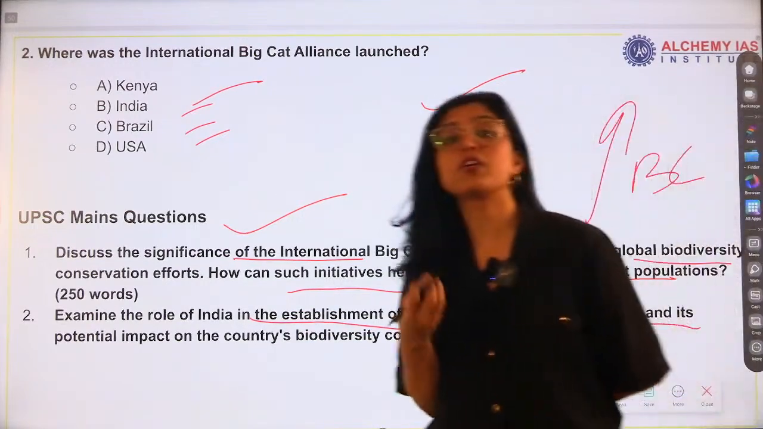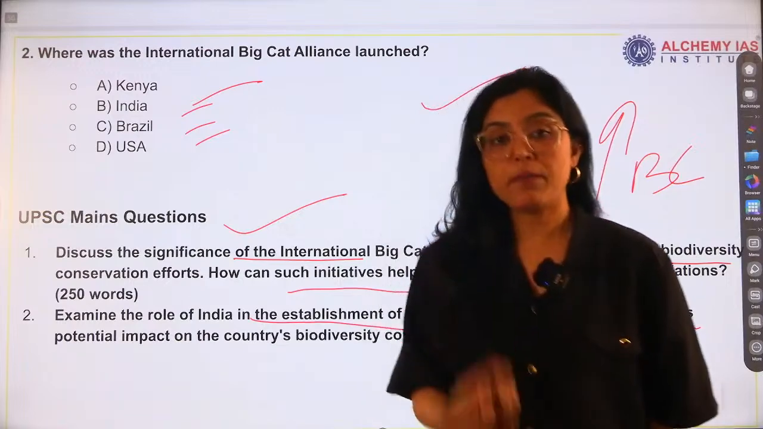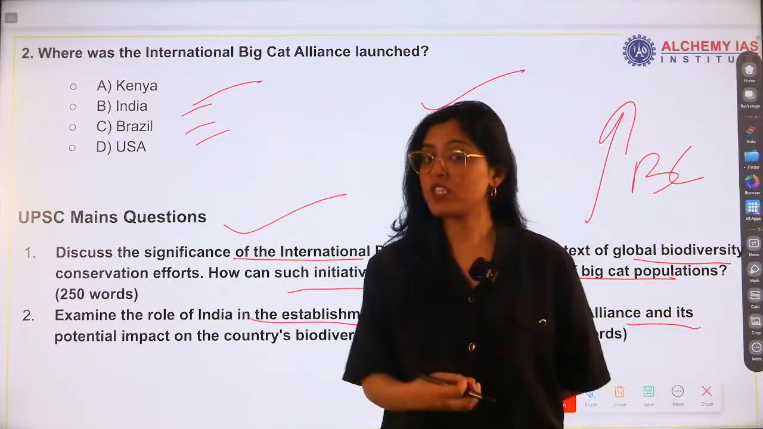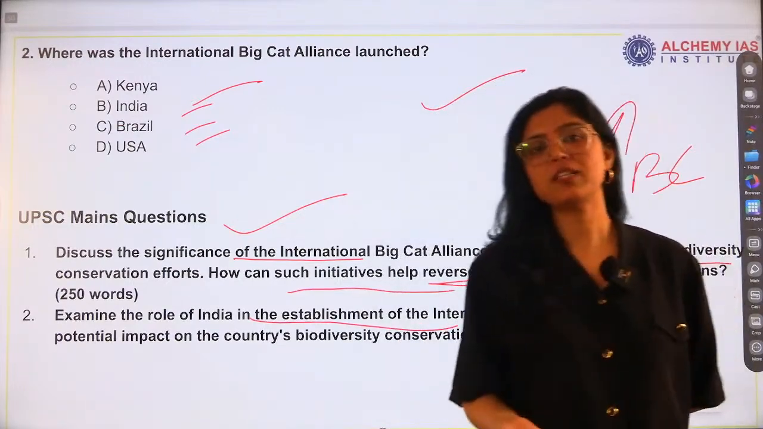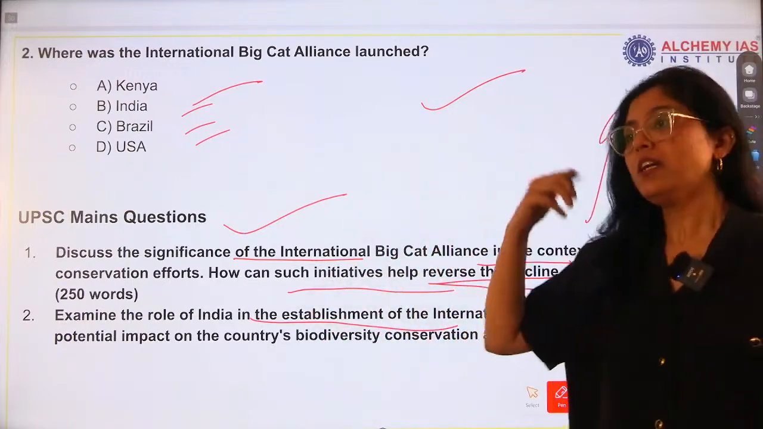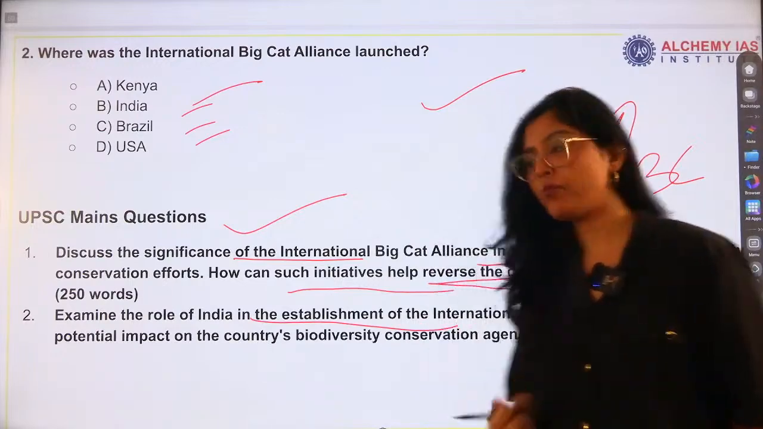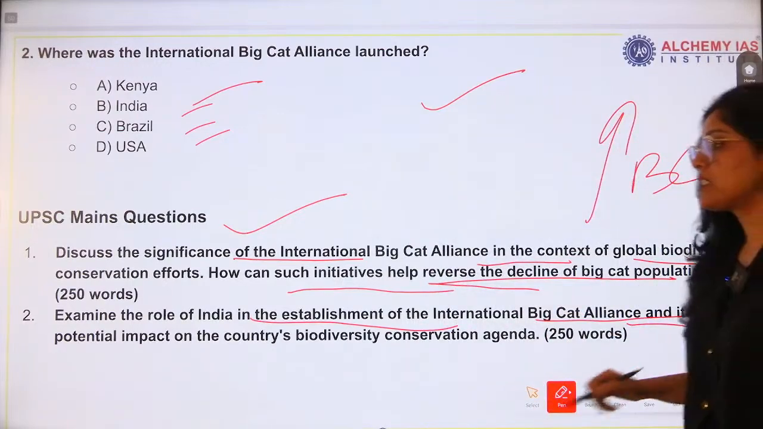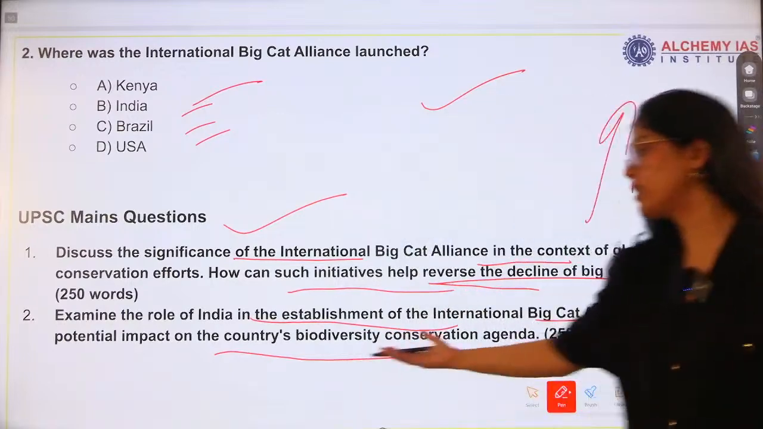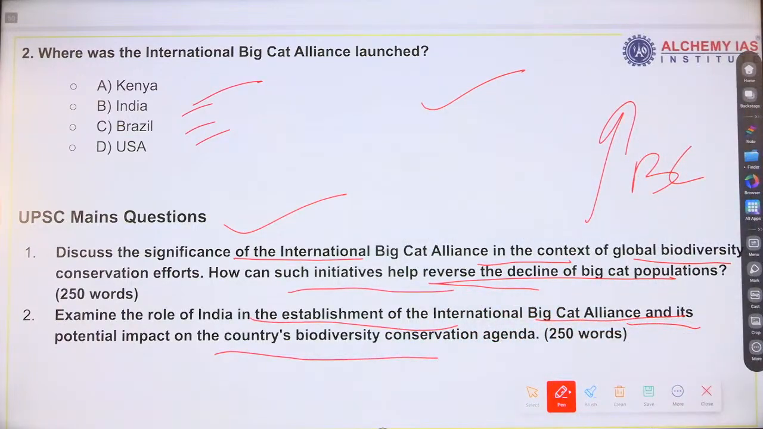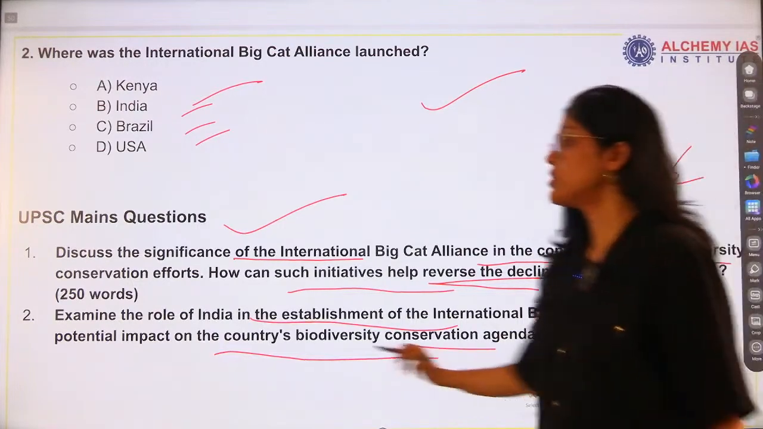India has played a crucial role in the establishment of IBCA, which is why it is very important for us, right? Project Tiger's anniversary is also associated with the formation of IBCA. Very important. Okay. And also consider its potential impact on the country's biodiversity conservation agenda, right? So these are two questions of which you can write the answer.